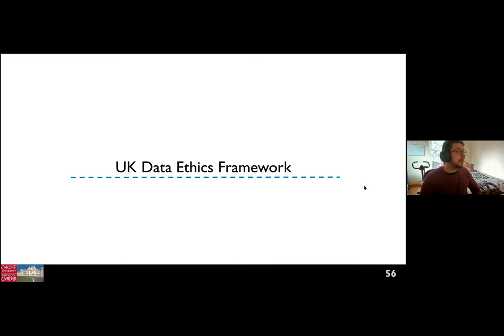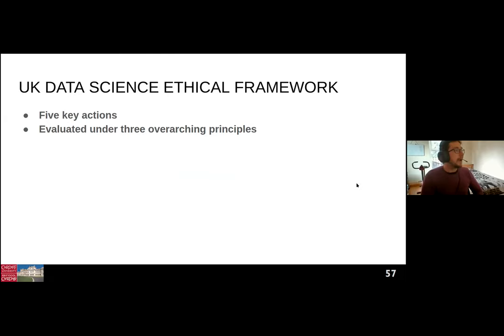I'm going to finish the presentation with two topics. One of them is the UK Data Ethics Framework, which I believe is a very good initiative. It's been around for a while. It's a governmental document which establishes certain criteria and soft requirements that everyone building an AI or data science project within the UK government should consider.